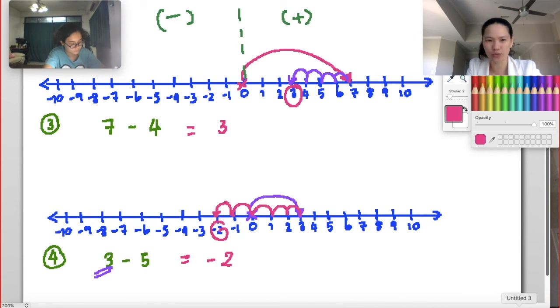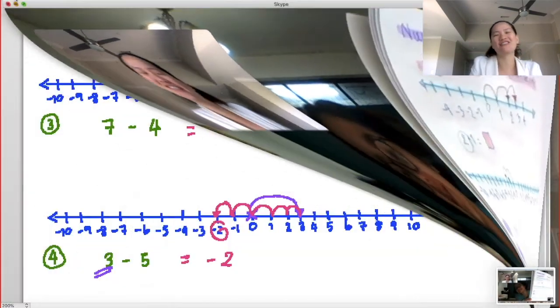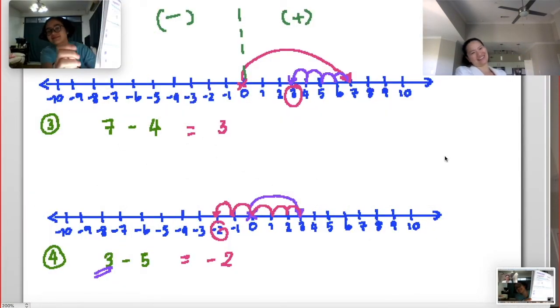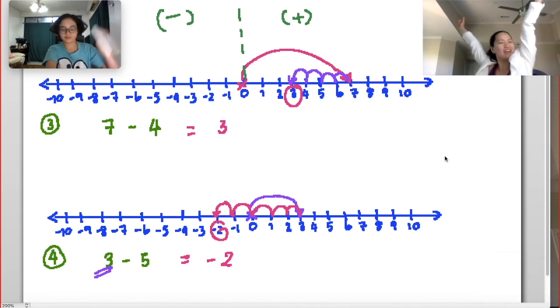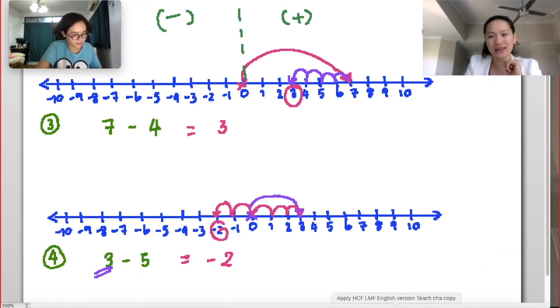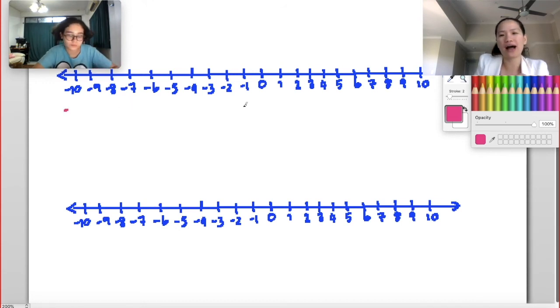Let's do another 2 very quickly. You finished this one. Layla is so good. Layla is the one that I really want to get a scholarship. Yes. Let's do something a little bit difficult for Layla. Layla, now you see this one. Number 5 and number 6.